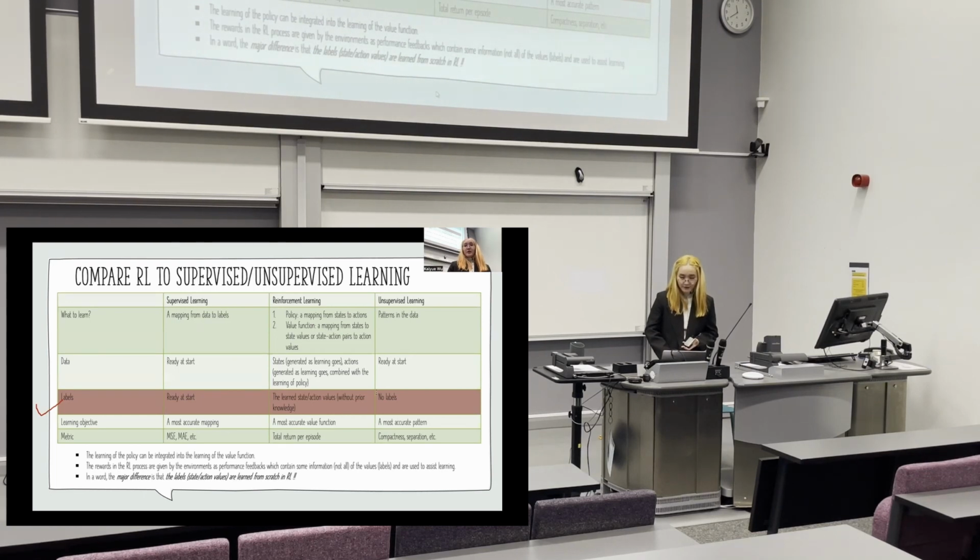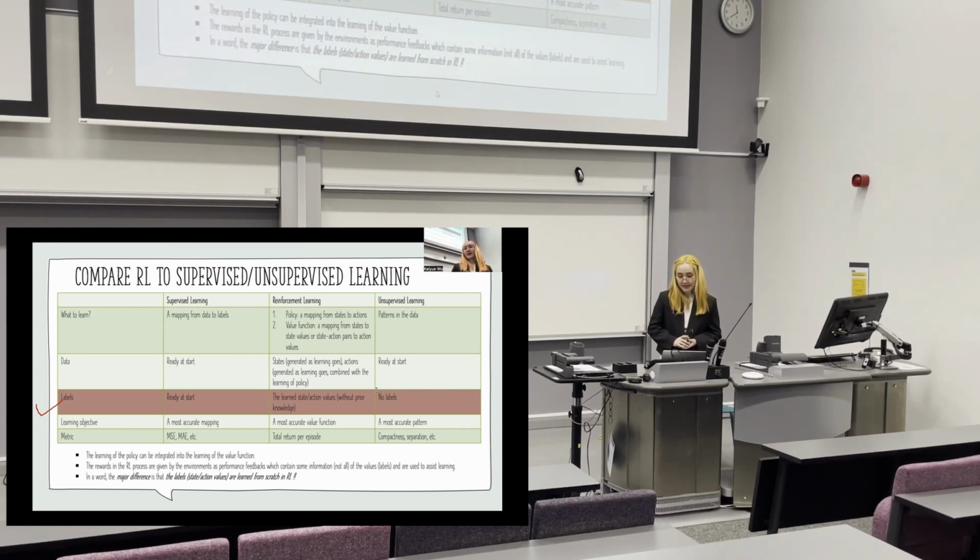Then let's continue from the first row onwards. Firstly, what knowledge is it that the agent is learning? For supervised learning, it is a mapping from data to labels, while for unsupervised learning, it is the pattern in the data. For reinforcement learning, we're trying to learn a policy to guide the agent's action decisions and a value function, which is a mapping from states to state values for state value function, or state action pairs to action values for action value function.